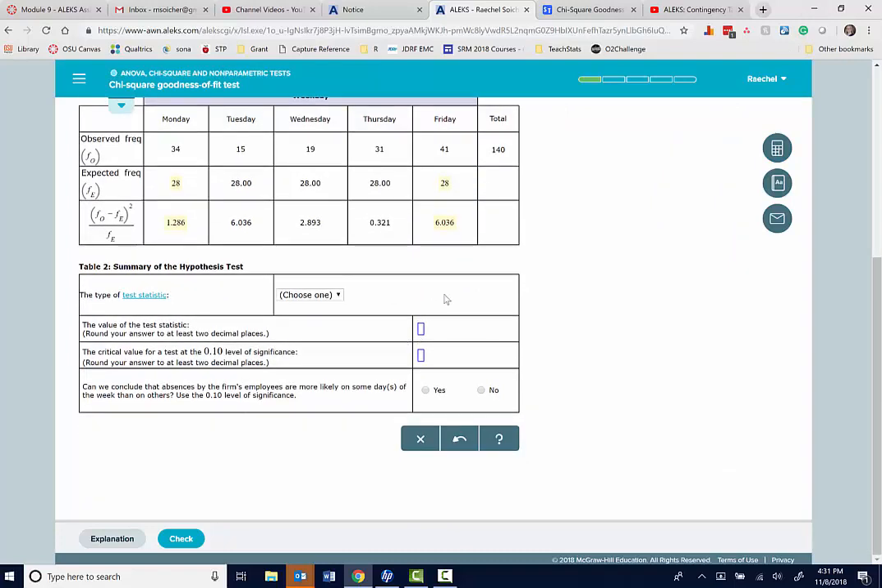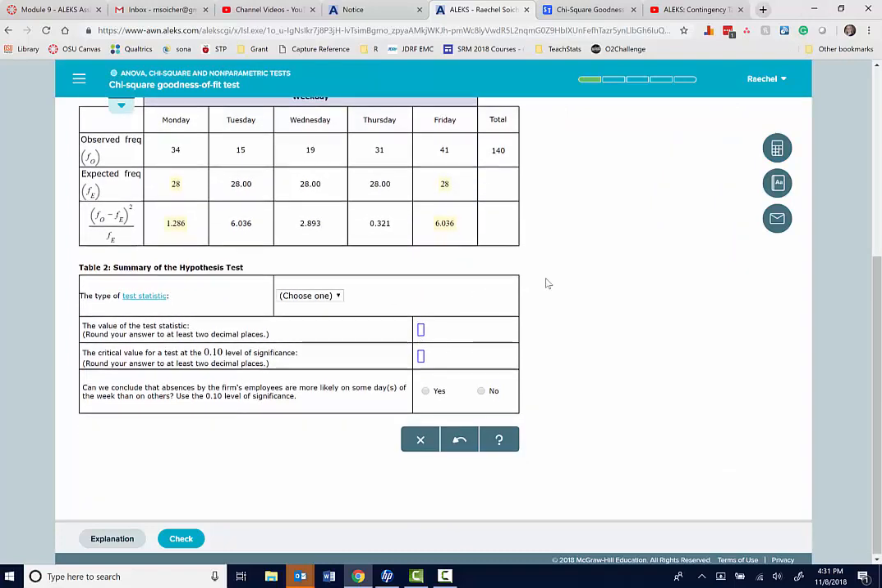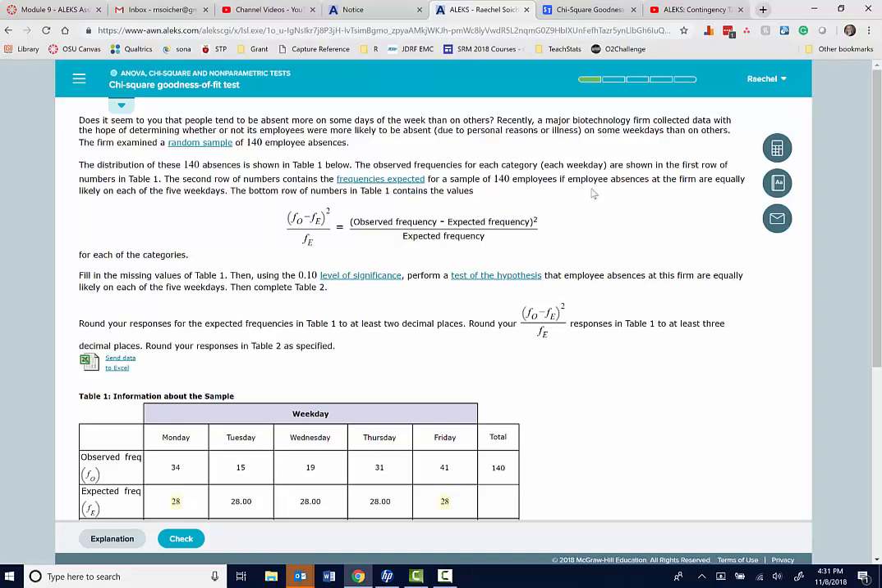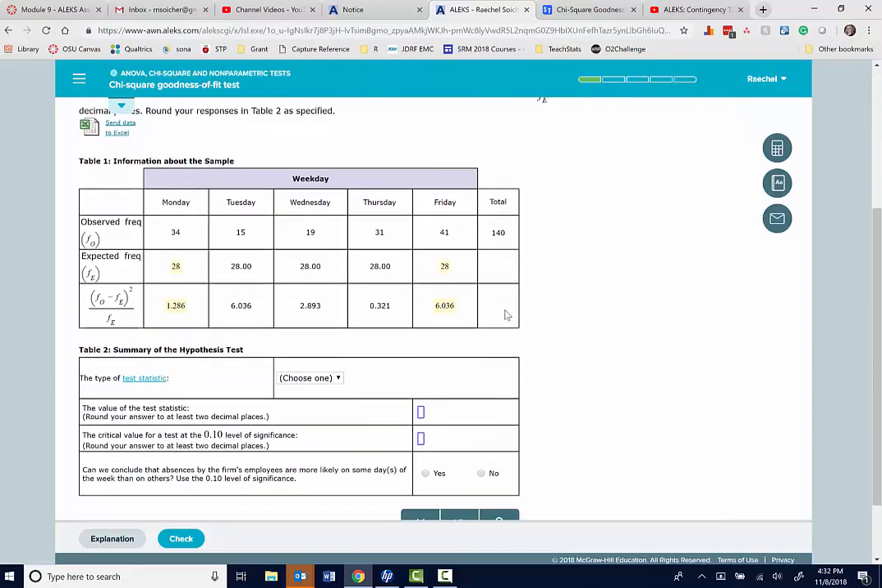Down in table 2, we're asked to test a hypothesis. So in this case, the null hypothesis is that employee absences are equally likely on each of the 5 days. And the alternative, or the research hypothesis, is that there's 1 or 2 days where absences are more likely than others. So the type of statistic we're going to use here is a chi-square. And the degrees of freedom are the number of levels in your categorical variable minus 1. So in that case, it's 5 minus 1, or 4.